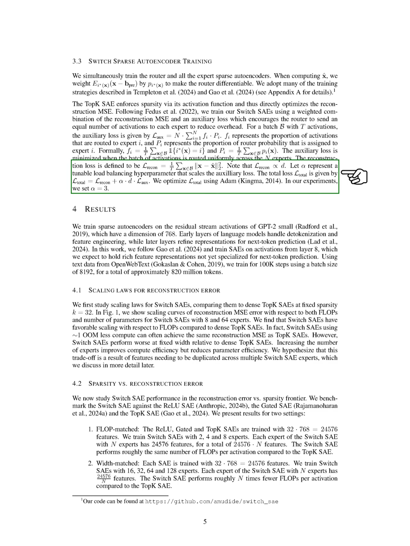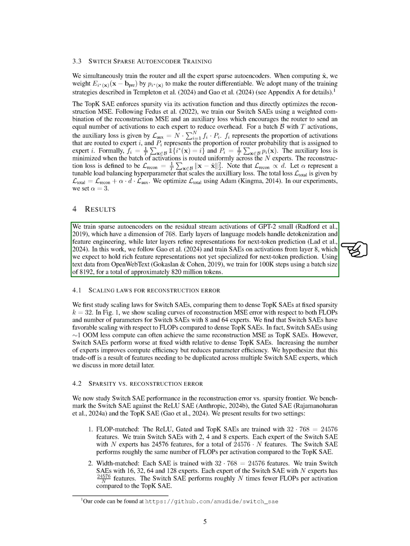Section Results. In this section, we train sparse autoencoders on the residual stream activations of GPT-2 small, which has a dimension of 768. The early layers of language models focus on detokenization and feature engineering, while the later layers enhance representations for predicting the next token. We specifically train sparse autoencoders on activations from layer 8, as we believe these contain rich feature representations that are not yet tailored for next token prediction.